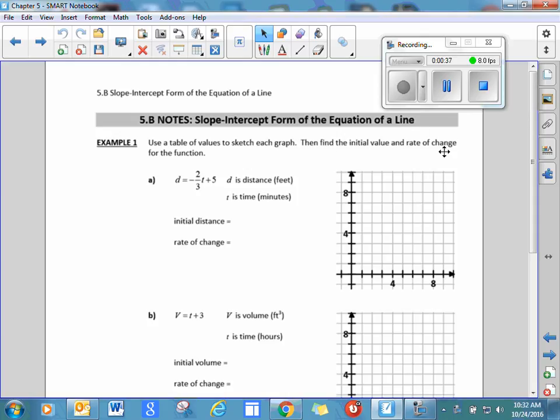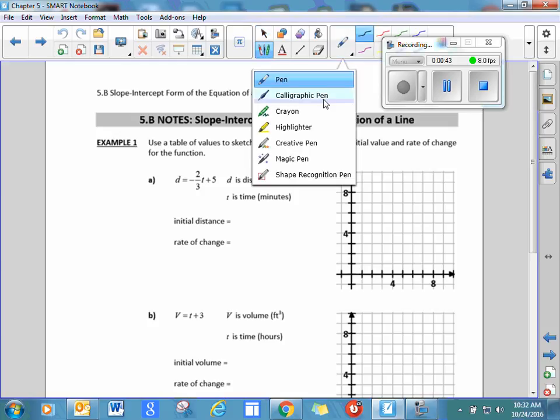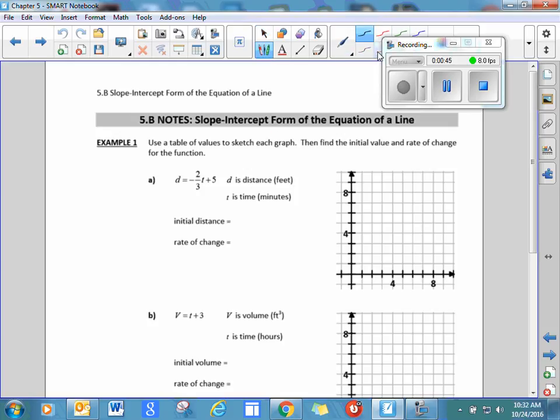We're going to do just a little bit more graphing on page 9, and then actually we get into the title of this section on the next page. So they're asking us to make a table of values and find the initial value and rate of change. So remember, rate of change is our slope. Our initial value in all three of these examples is going to be when the time is 0.